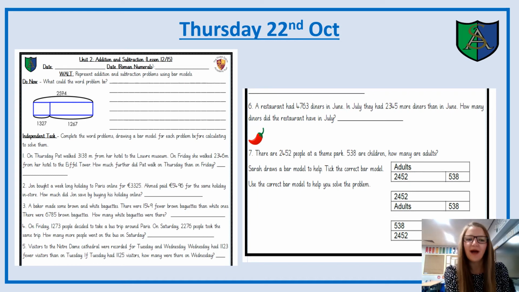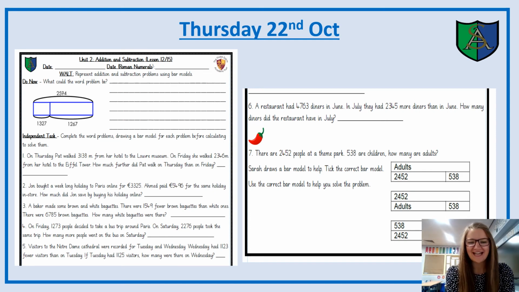Okay, for your do now, I've given you a bar model. I've given you all 3 elements of it, both the part and the whole. Could you write me a word problem to represent this bar model? You could give me an addition word problem and a subtraction word problem. Okay, in fact, I'd like you to give me both.